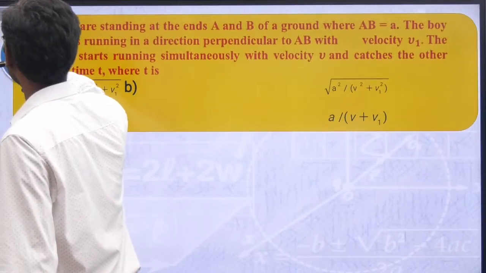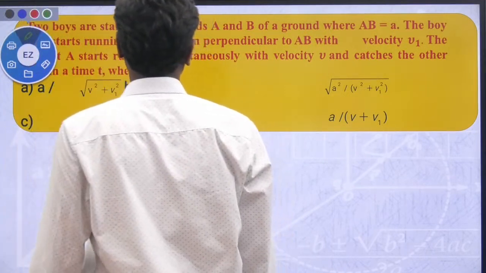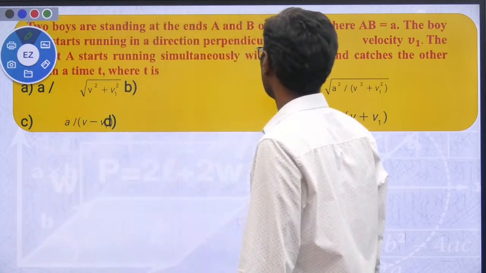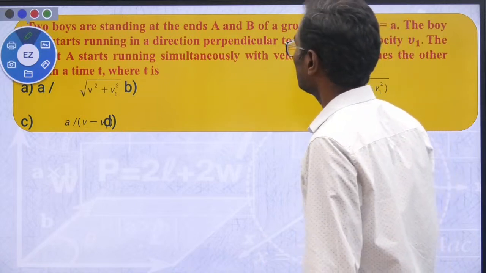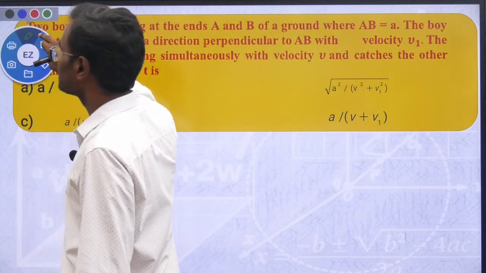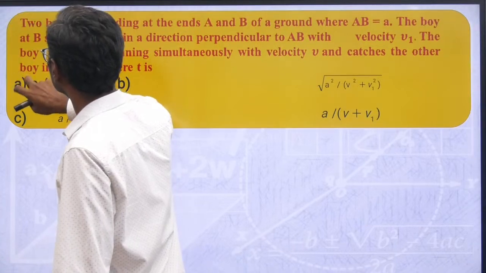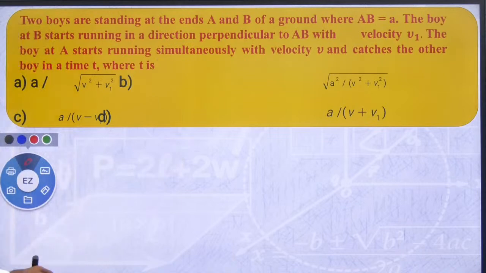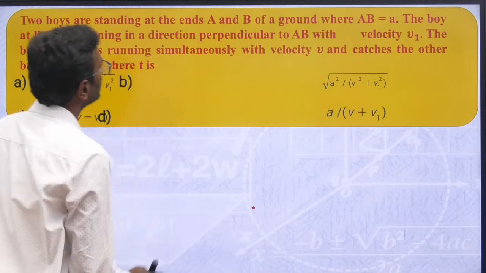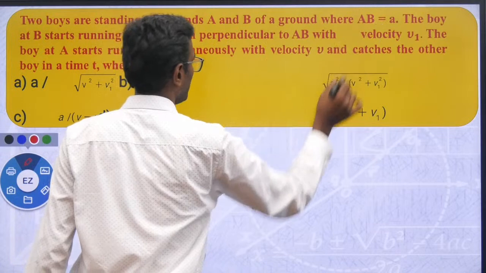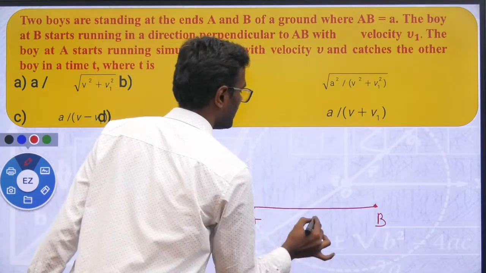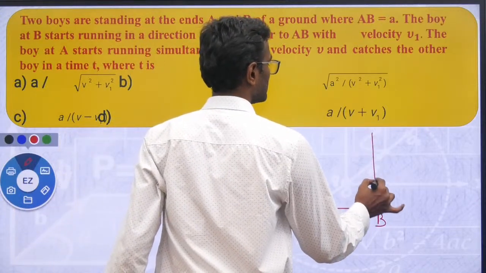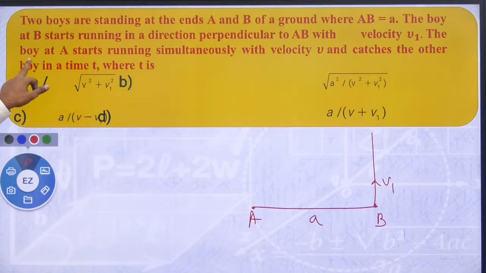This is an interesting question. Two boys are standing at the ends A and B of a ground where AB is equal to A. This is A, this is B. The boy at B starts running in a direction perpendicular to AB, so like this, with the speed V1.